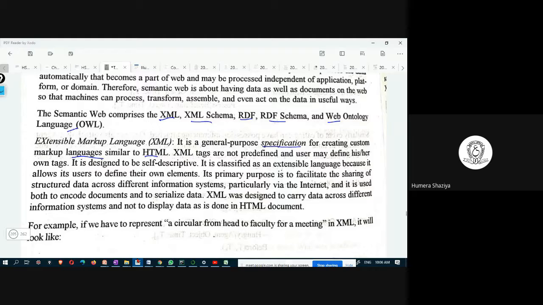XML is designed to be self descriptive. It is classified as an extensible language because it allows its users to define their own elements. All right. Elements could be defined by the user before using those elements.